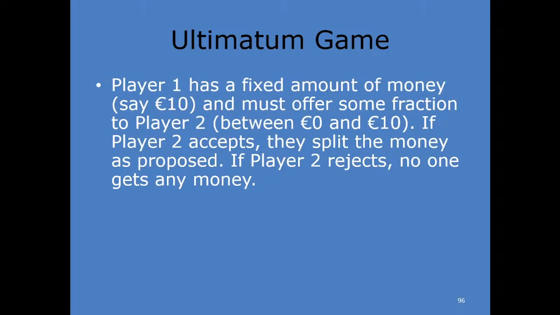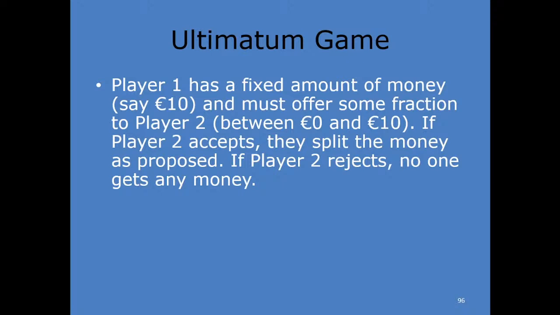In it, again, this is not a simultaneous game, but it is a sequential game. Player one has a fixed amount of money. Say you're endowed with 10 euros, and you must choose which fraction of these 10 euros to give to player two, the second mover. Again, you could decide any value between 0 and the very generous offer of the entire sum to player two. Player two then moves.